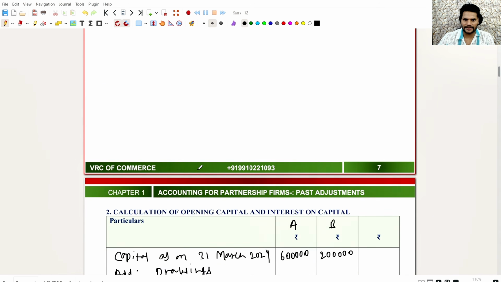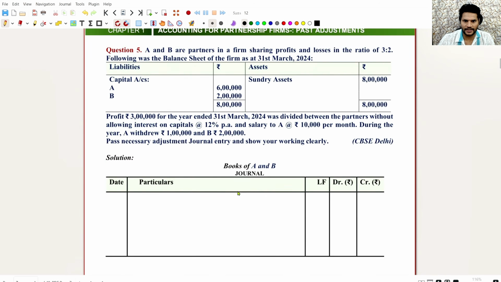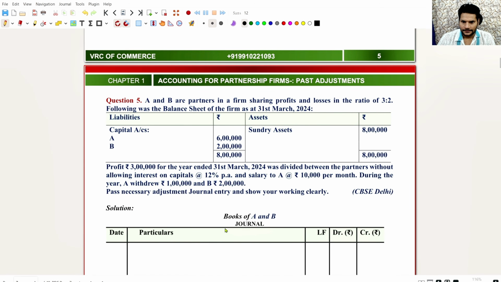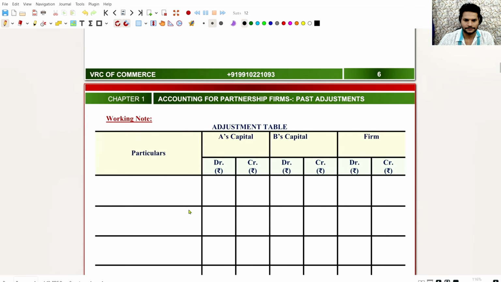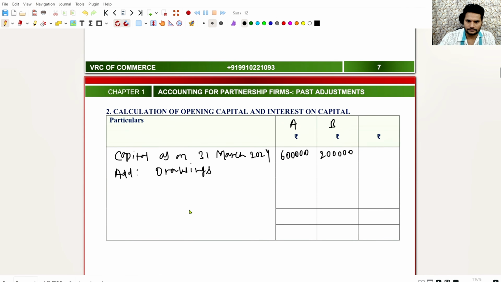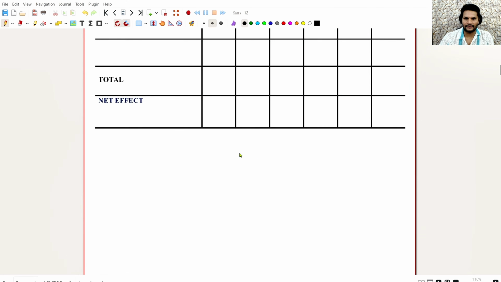Okay, so what is the value of drawing? Let's go check it. Is there any drawing given? Yes, it is given: 1 lakh and 2 lakh. Perfect. Now you need to subtract the profit, so less profit. Let's go check the value of profit.